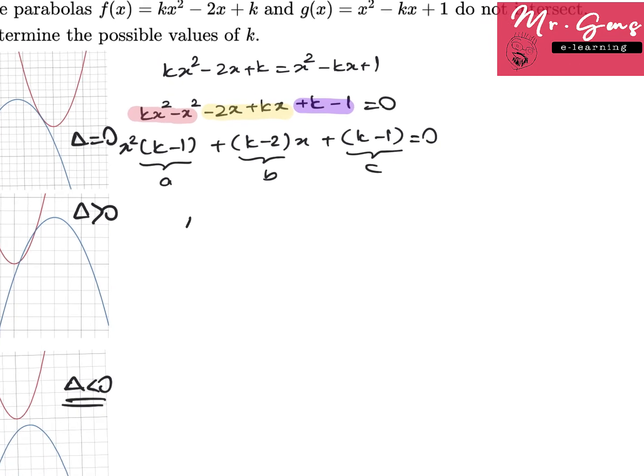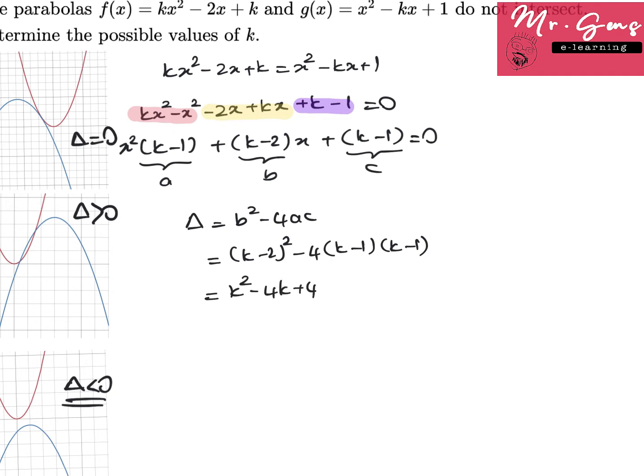Let's identify them and calculate their discriminant. We just need to carefully expand the terms. You can consider this as k minus 1 bracket squared, then don't forget to distribute negative 4. And when we simplify it, we will obtain negative 3k squared plus 4k.